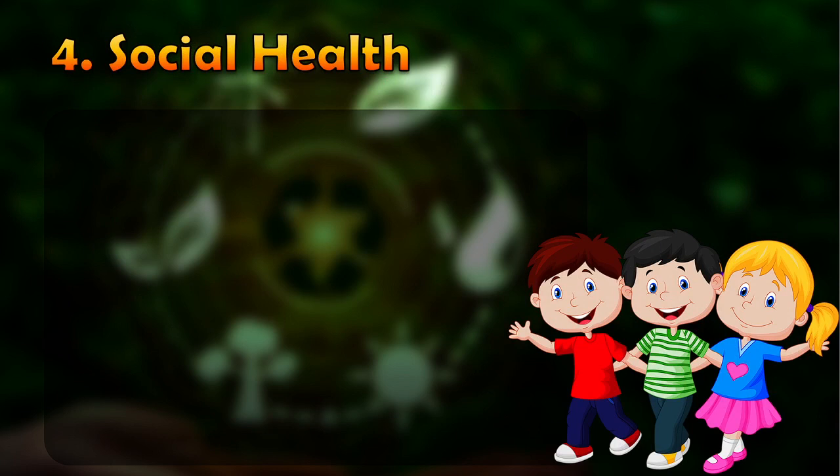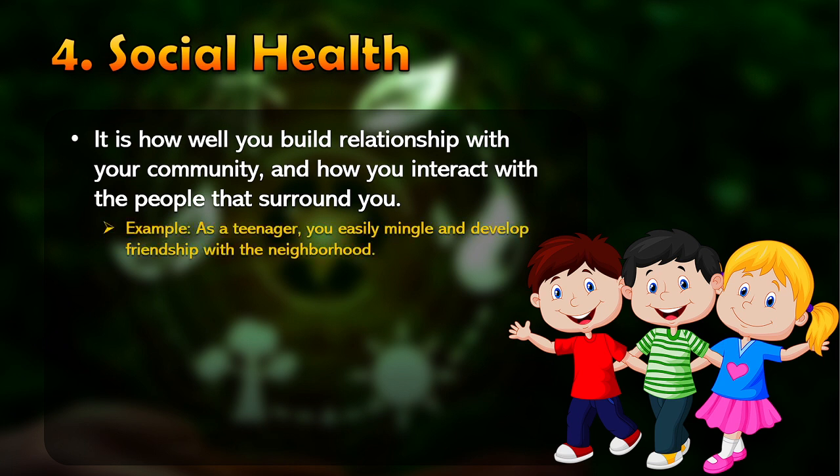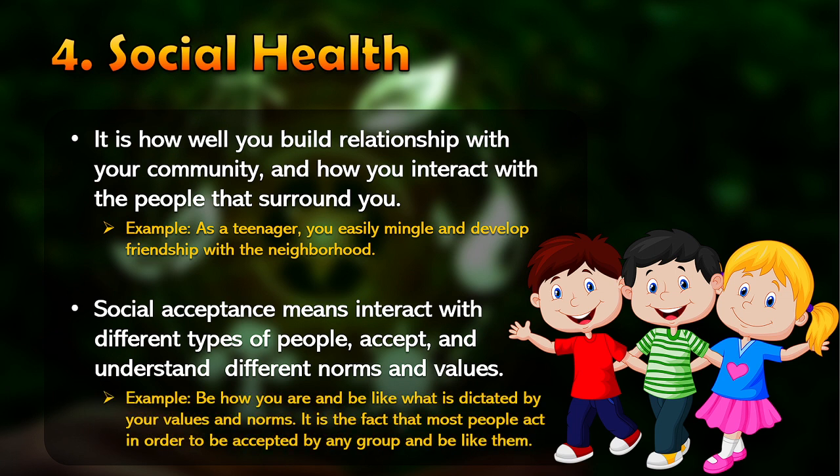Fourth is social health. It is how well you build relationships with your community and how you interact with the people that surround you. For example, as a teenager, you easily mingle and develop friendship with the neighborhood. It is also social acceptance, which means interacting with different types of people, accepting and understanding different norms and values. For example, be how you are and be like what is dictated by your values and norms. It is the fact that most people act in order to be accepted by any group and be like them.